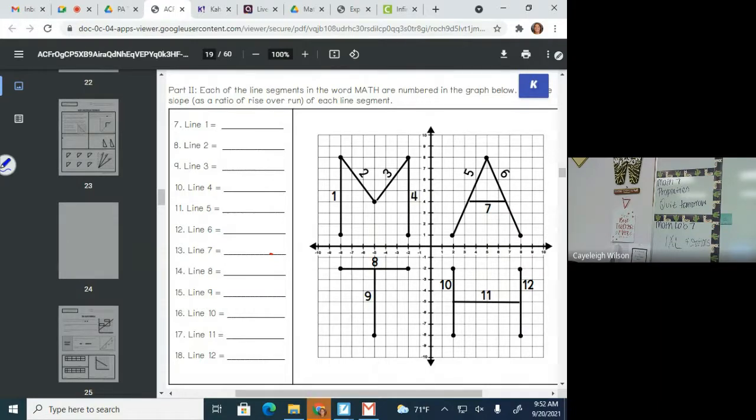So line 1. Here's line 1. This is what kind of line? Undefined because it's a vertical line. We can't count the slope of an undefined line. So I'll just put undefined on line 1.